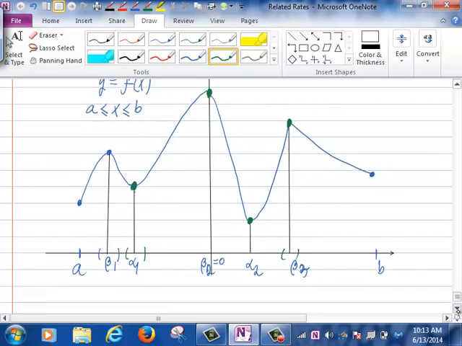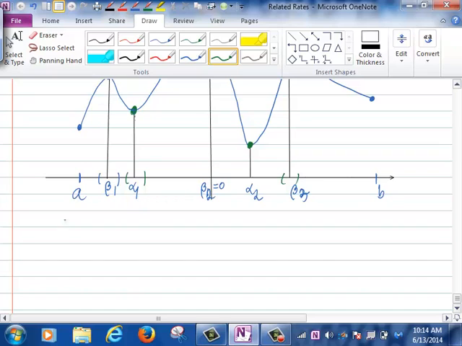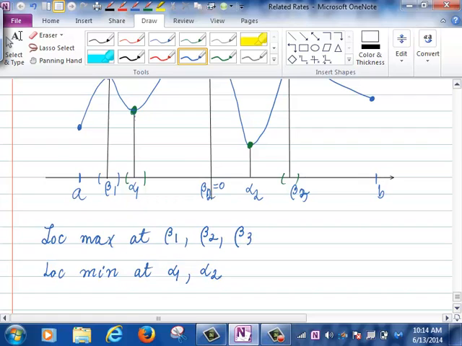So let me write that down. Local max at beta 1, beta 2, beta 3, and local min at alpha 1 and alpha 2. Okay? So if you're an absolute min or absolute maximum, they're also considered local.